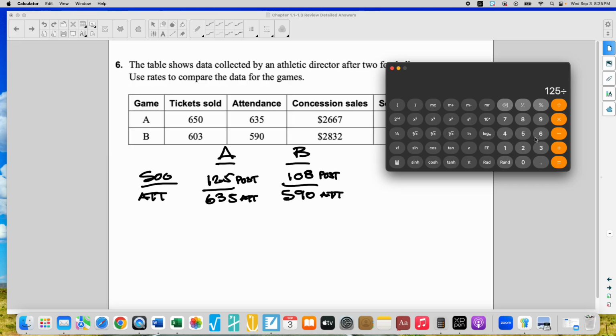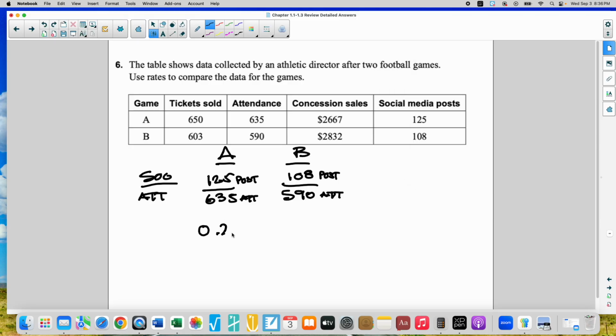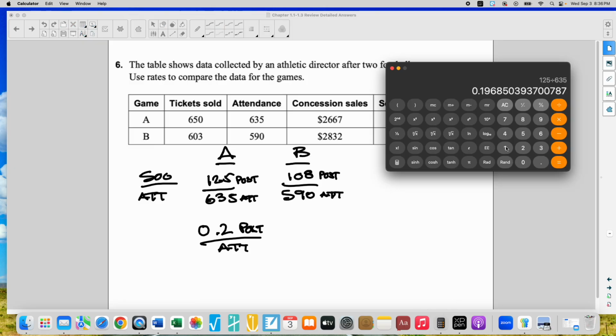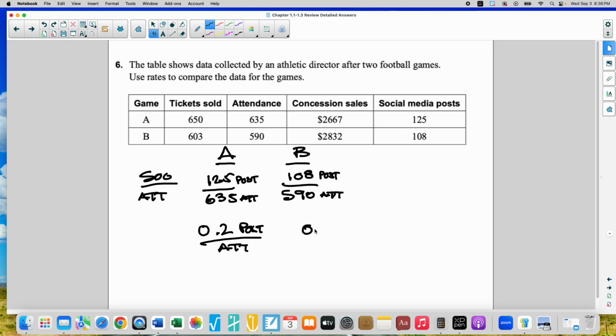So if we find a unit rate, if we divide 635 into 125, so let's do 125 divided by 635, we get 0.196. Let's round to the hundredths place. We see the 6. That means we're going to have to round up. So 0.2 posts per attendee. For B, let's do 108 divided by 590, which gives us 0.18. So that's 0.18 posts per attendee.